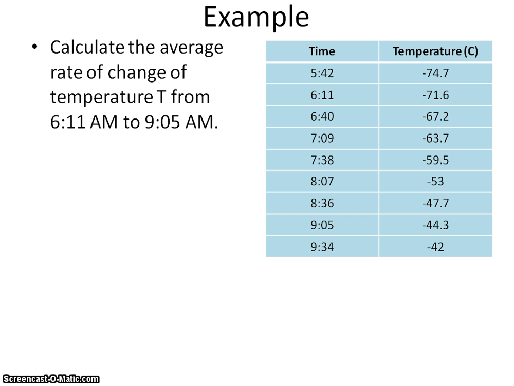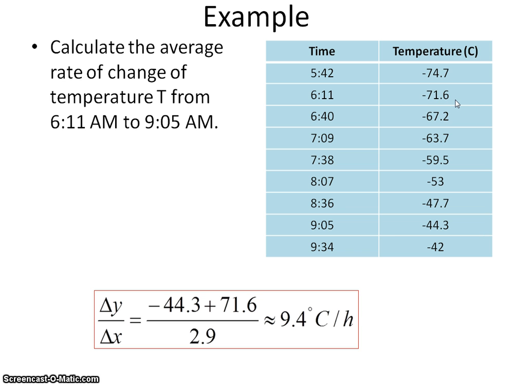So here's our table, and we're calculating the average rate of change from 6:11 to 9:05. So we need to find 6:11, which is right here, and we need to find 9:05, which is right here. So we're going to do change in y over change in x. Now for this change in x down here, we had almost 3 hours between here, so we take the 2 hours and add however many minutes this is divided by 60 to get 2.9 hours, and when we divide that out we get 9.4 degrees Celsius per hour. Don't ever forget to use your units on these types of examples.